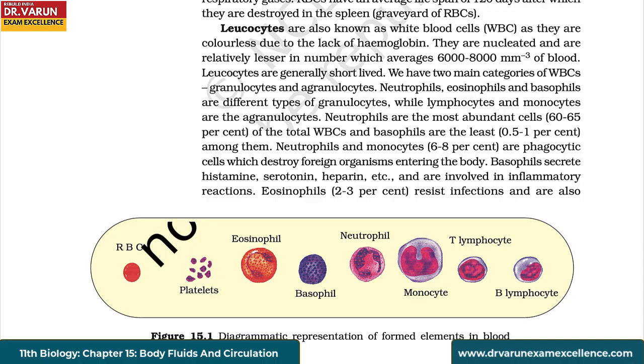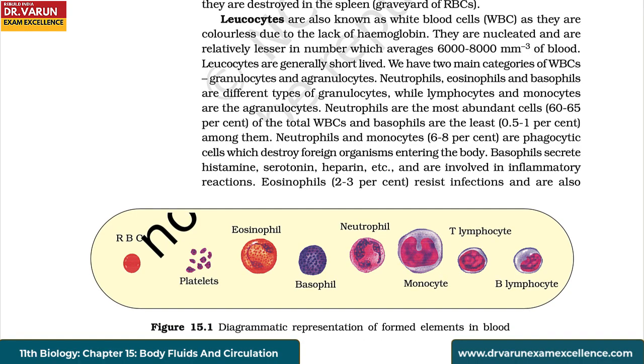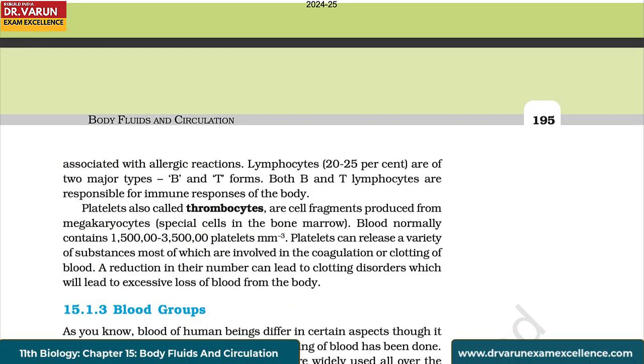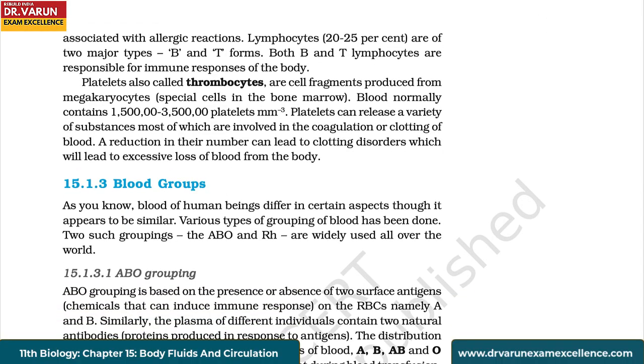Neutrophils are the most abundant cells, 60 to 65% of the total WBCs, and basophils are the least abundant among them, 0.5 to 1%. Neutrophils and monocytes, which are 6 to 8%, are phagocytic cells which destroy foreign organisms entering the body. Basophils secrete histamine, serotonin, heparin, etc. and are involved in inflammatory reactions. Eosinophils, 2 to 3%, resist infections and are also associated with allergic reactions.